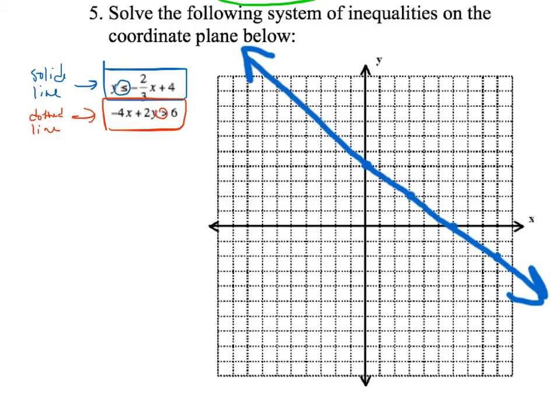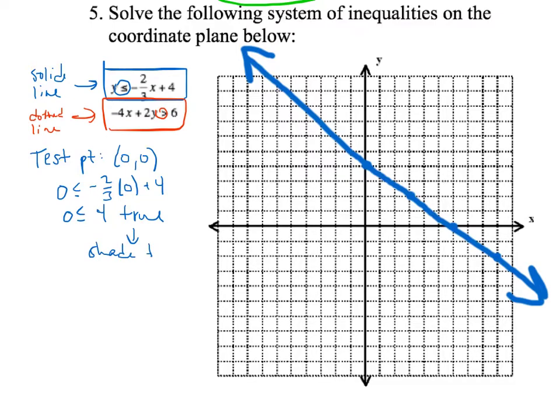Now to see where to shade, you're going to use a test point. I'm going to use 0, 0 because that's the easiest to use. 0 is less than or equal to negative 2/3 times 0 plus 4. 0 is less than or equal to 4. And that is true, which means you're going to shade towards 0, 0. So here's 0, 0.